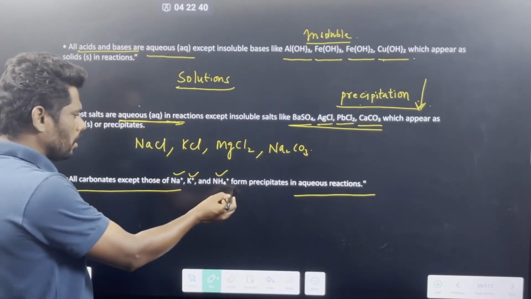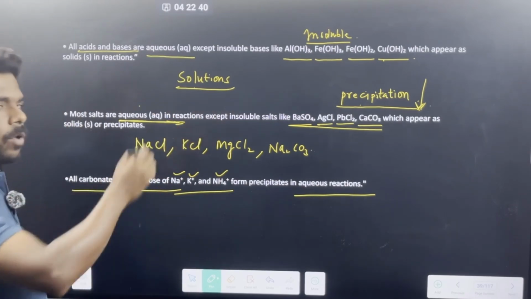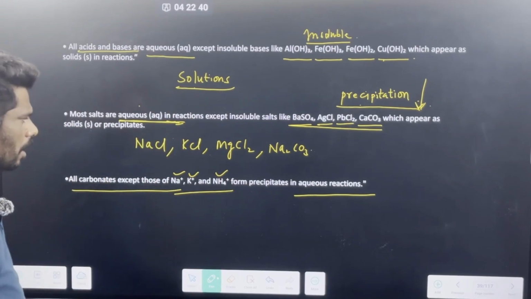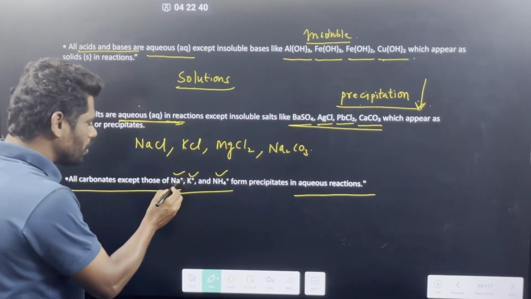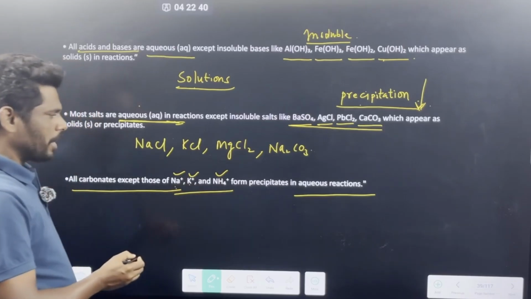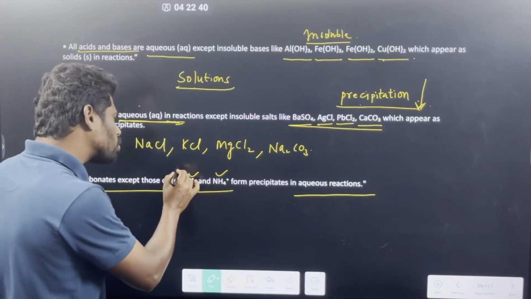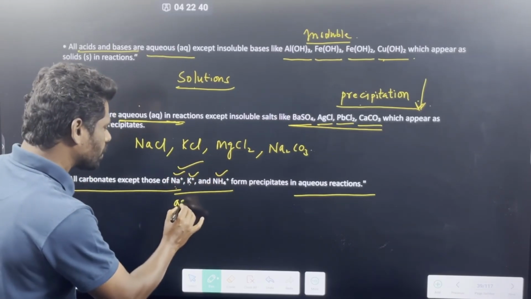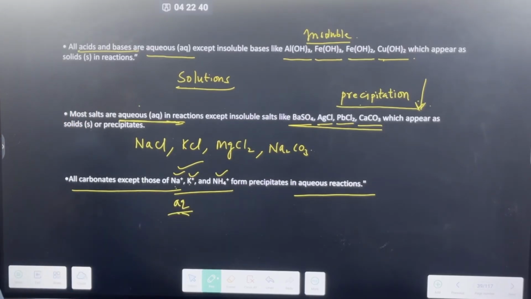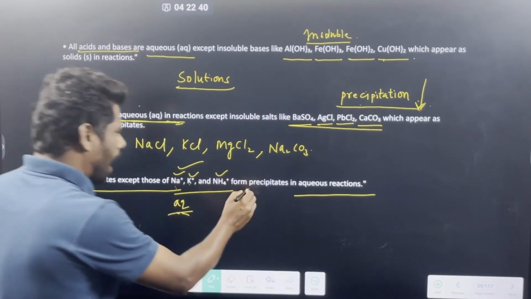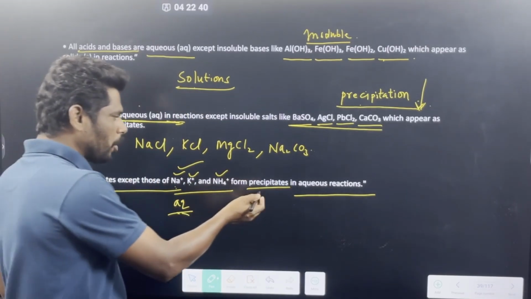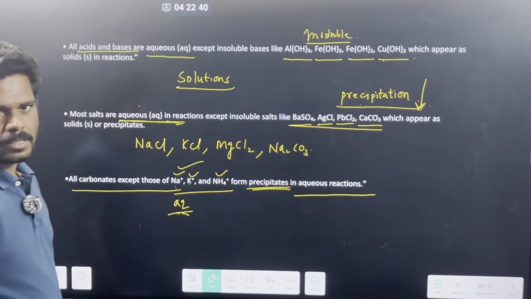So if you want clarity about the carbonates, keep this point in mind: whenever you see sodium carbonate or sodium bicarbonate, potassium carbonate, ammonium carbonate, these are soluble in water. So write them as aqueous. Other carbonates or other bicarbonates, write them as precipitates. That's it.